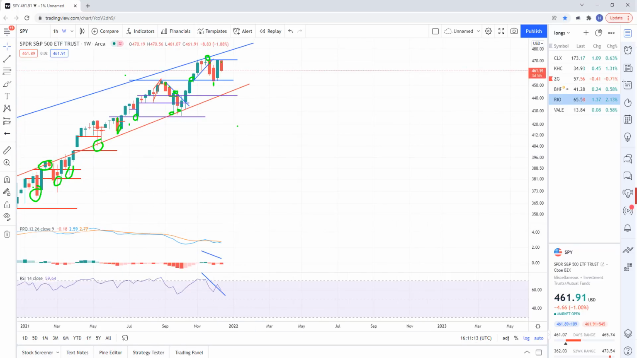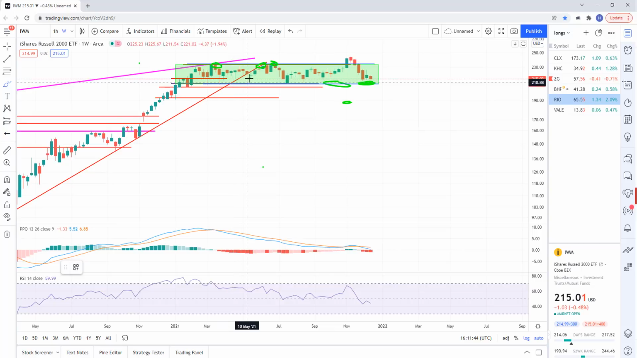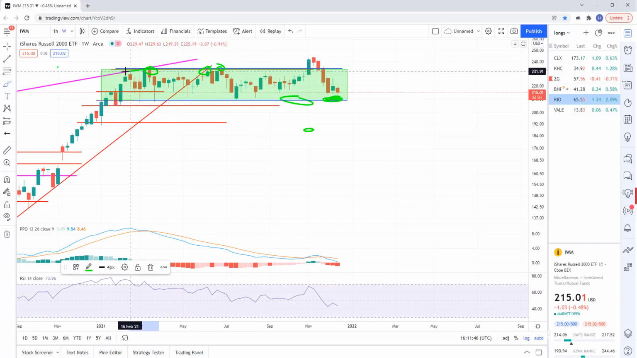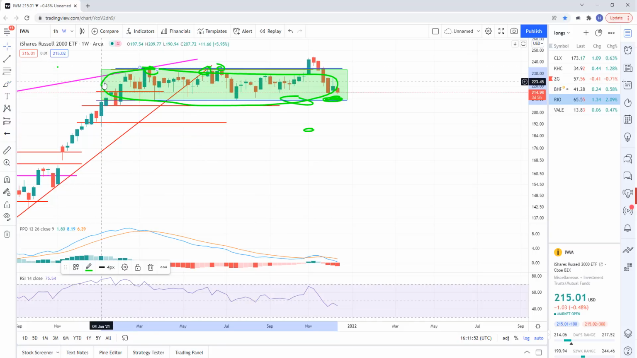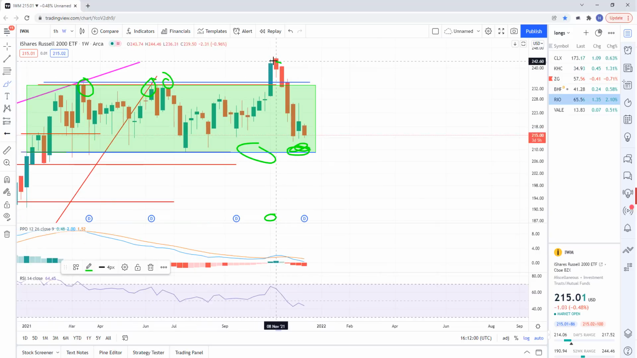And bigger picture, looking at the small caps here, you'll see that this looks like a topping pattern to me in the IWM. You can see all year long we've basically traded sideways, just kind of grinding out a top. We had a short-term breakout of this trend line, and that instantly failed. Then we had a false breakout. So again, I talked about this back here.